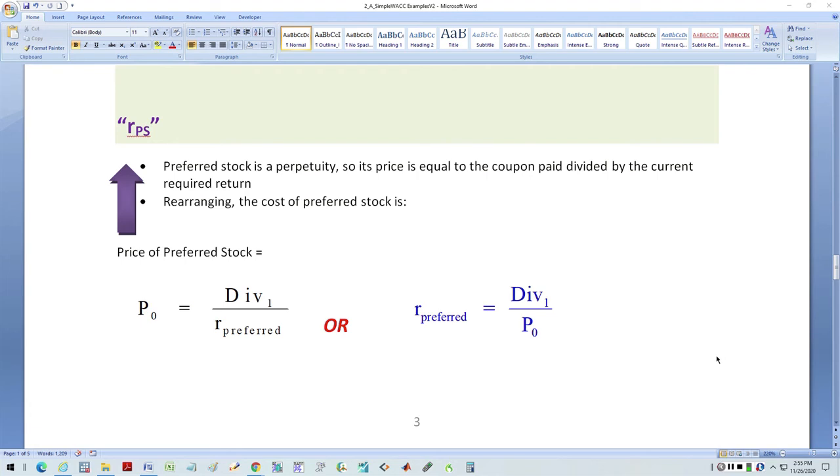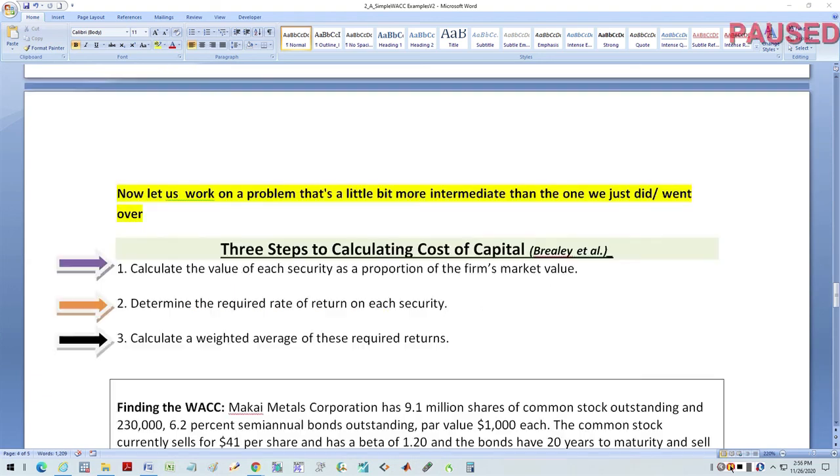Then we have the R of preferred stock. Preferred stock is a perpetuity, so its price is nothing but the dividend divided by the required return. And again, if we rearrange the formula, we have the R of preferred stock equal to dividend divided by the price. So now we're going to look at a problem that's a little bit more intermediate than the one we just did, the very simple problem.